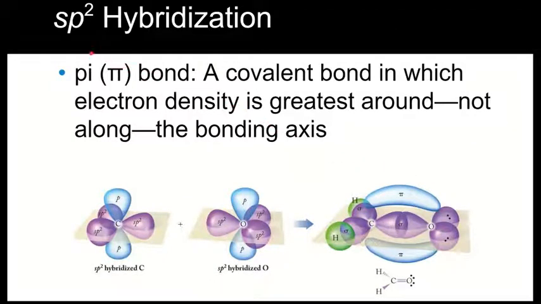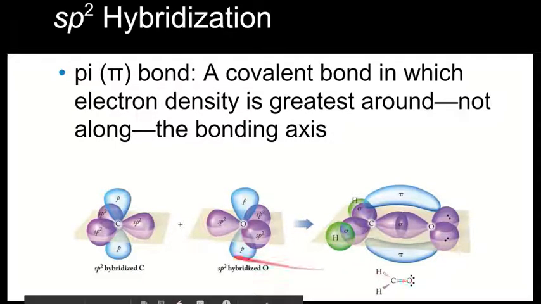So let's take a closer look at this sp2 hybridization and how we get pi bonding or double bonding. So a pi bond is a covalent bond in which electron density is greatest around, not along, the bonding axis. So in this case, we're going to take a look at bonding carbon and oxygen together. You can see formaldehyde down here.